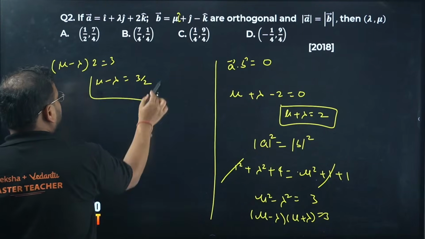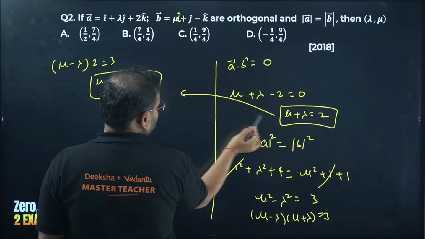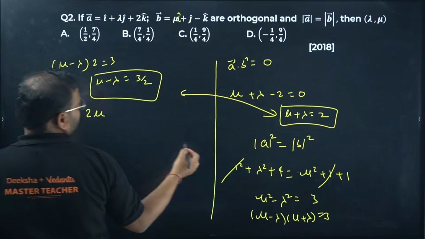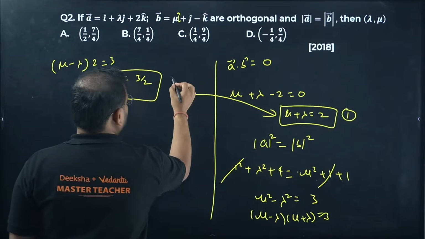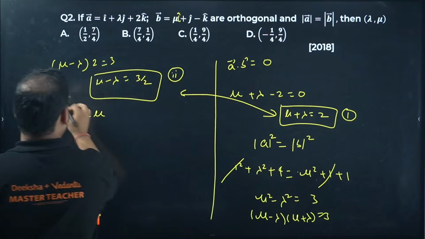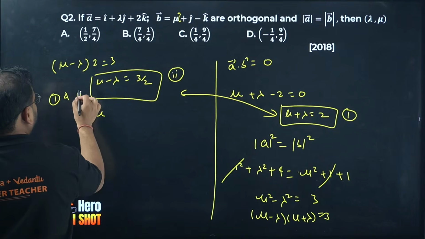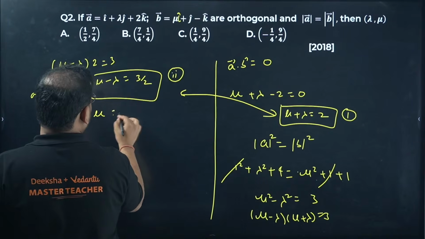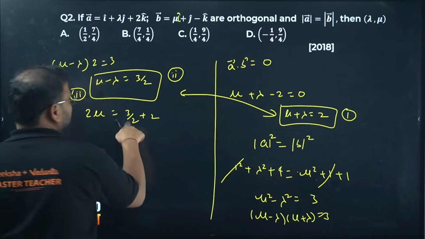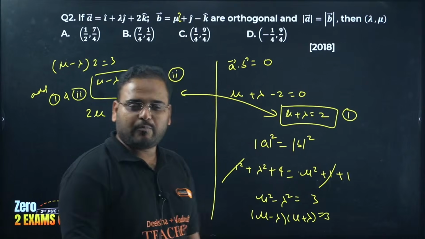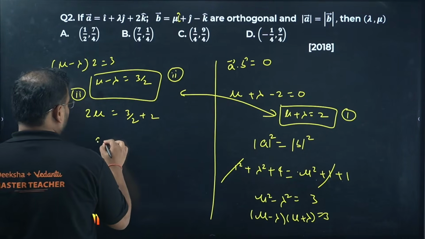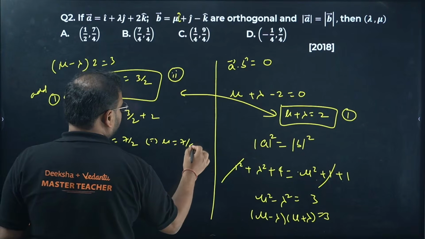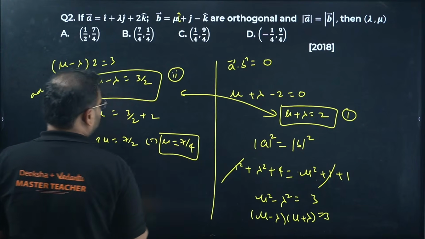Do you have the two equations? Add these two. You're going to get 2 mu. If you add equation number 1 and equation number 2, you get 2 mu, lambda is cancelled, you get 3 by 2 plus 2. That is nothing but 1.5 plus 2 is 3.5, so 7 by 2. 2 mu is 7 by 2. It means the mu value is 7 by 4.